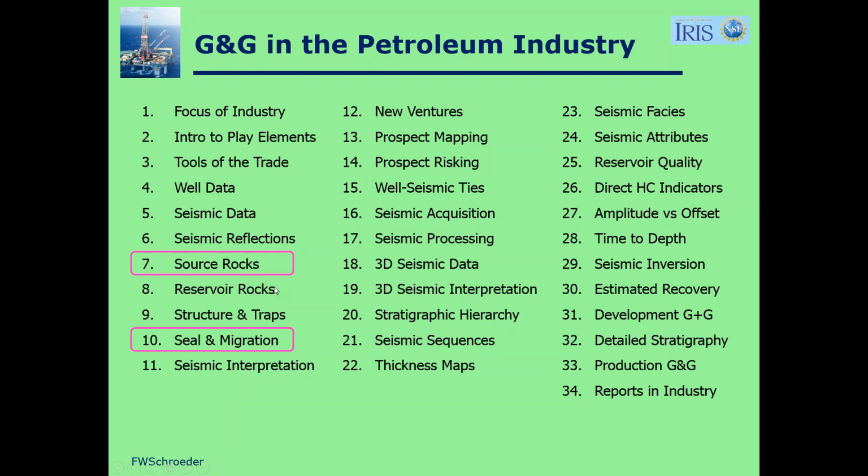So these are the 34 topics that are in that first course, G&G in Petroleum Industry. If you want more information on today's topic, lesson number 7 is on source rocks, and lesson number 10 is on seal and also hydrocarbon migration. So we won't be talking about seal today, but I will be talking about hydrocarbon migration.